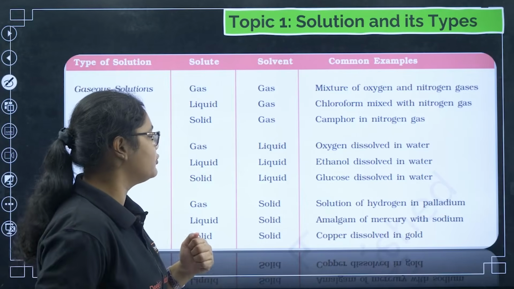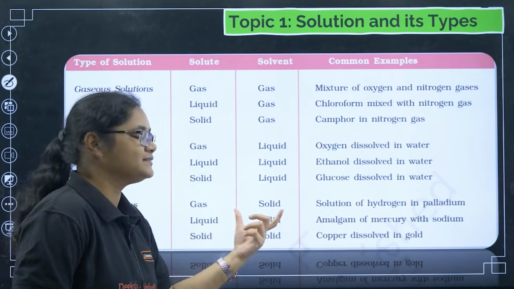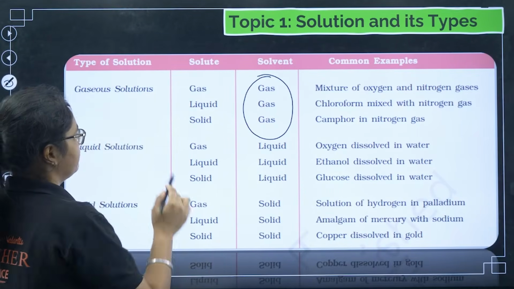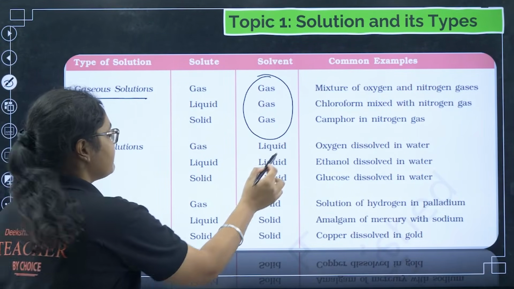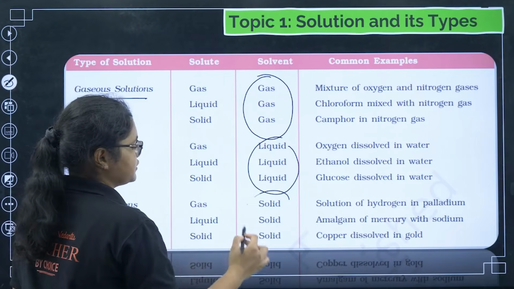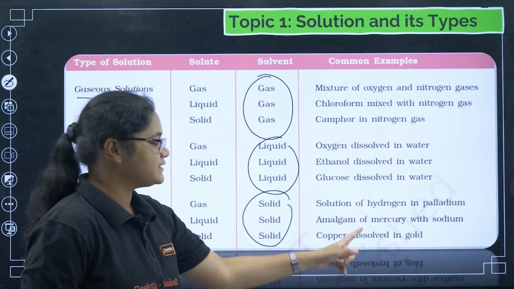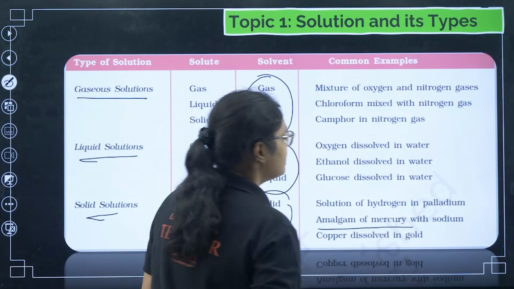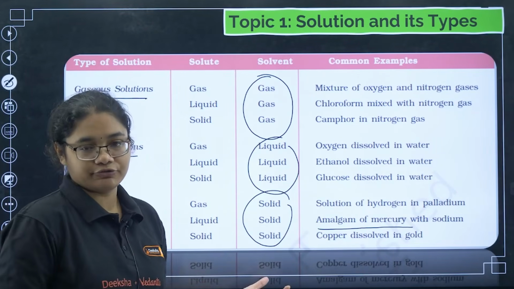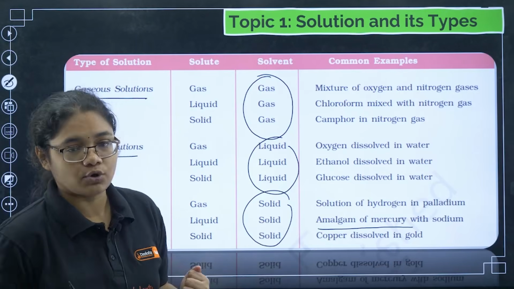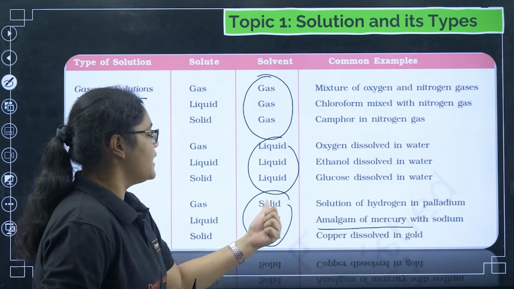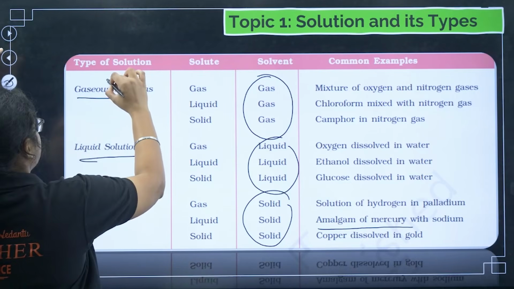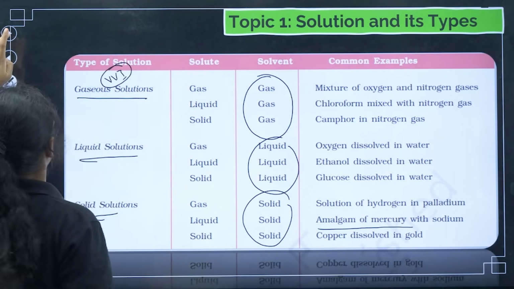For example, they will give you: which of the following is an example of a gas in solid solution? Here you can see that if I have a gas solvent, I call it a gaseous solution. If I have a liquid solvent, we call it a liquid solution. Solid solvent, solid solution. Please go through these examples thoroughly. For example, it is given: amalgam is an amalgam of mercury with sodium. What is the solute here? What is the solvent here? So we know liquid is the solute and solid is the solvent. So these are examples, so please remember them and go over these examples from your book.